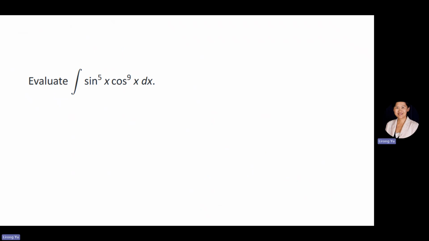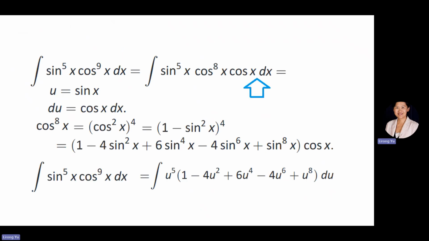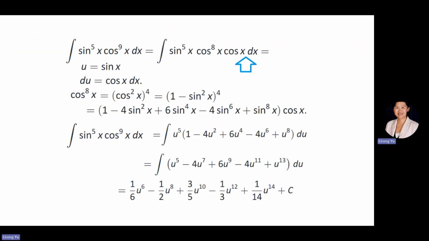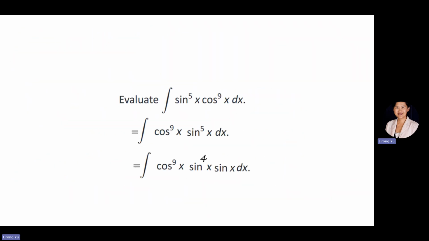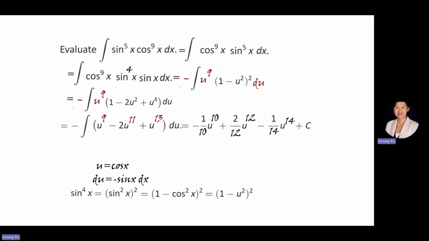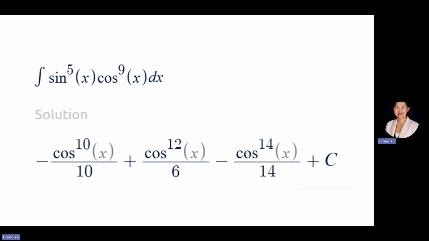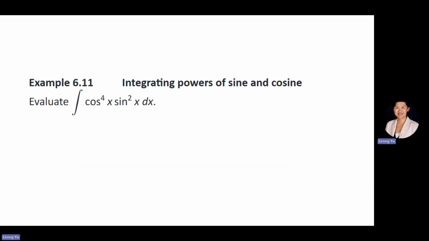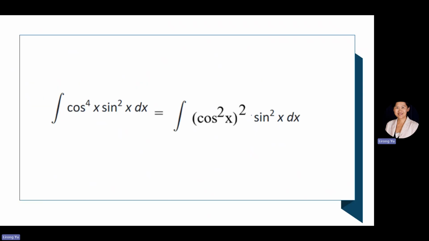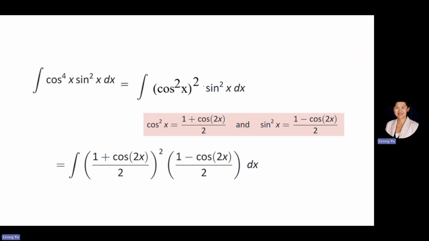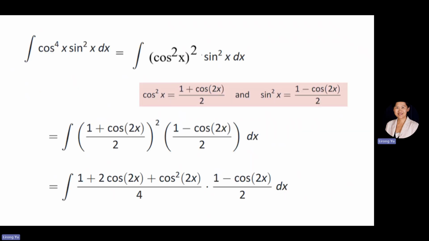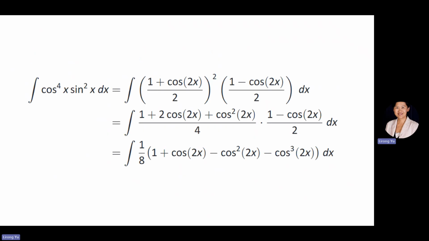Now, if they're both odd powers, you have two different methods. You either factor out the power 9 of cosine or factor out the power 5 of the sine. Both methods provide drastically different answers, but they're both correct. We prefer keeping the higher power and rewriting the lower power if possible. If the cosine and sine are both even powers, we do the power reduction formula. If after the power reduction formula we still have a higher power, we will have to expand it and look for ways to integrate it.